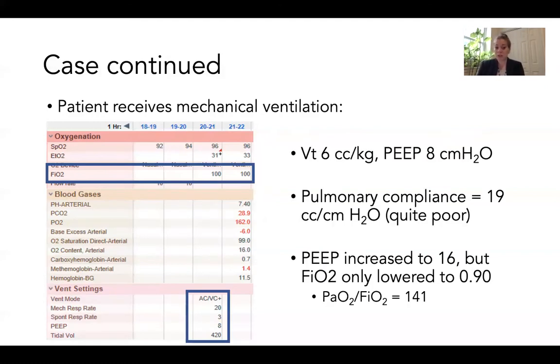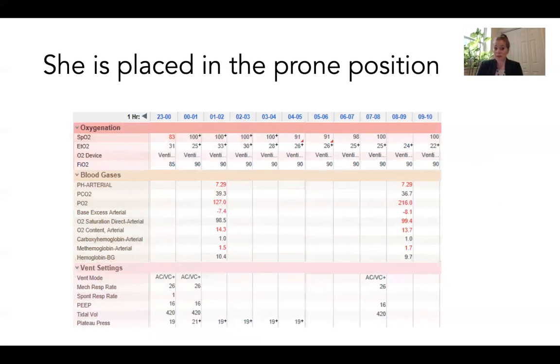Her PEEP was initially increased according to the ARDS-NET low PEEP table, but her hypoxemia did not improve substantially. The team then decided to place her into the prone position. The arrow indicates when this happened. You can see here the changes in her FiO2 and her PaO2 with this maneuver. So without changing her FiO2, her PaO2 increased from 127 up to 216, and her pulmonary compliance also improved. And as a result, later on, her FiO2 could be lowered.